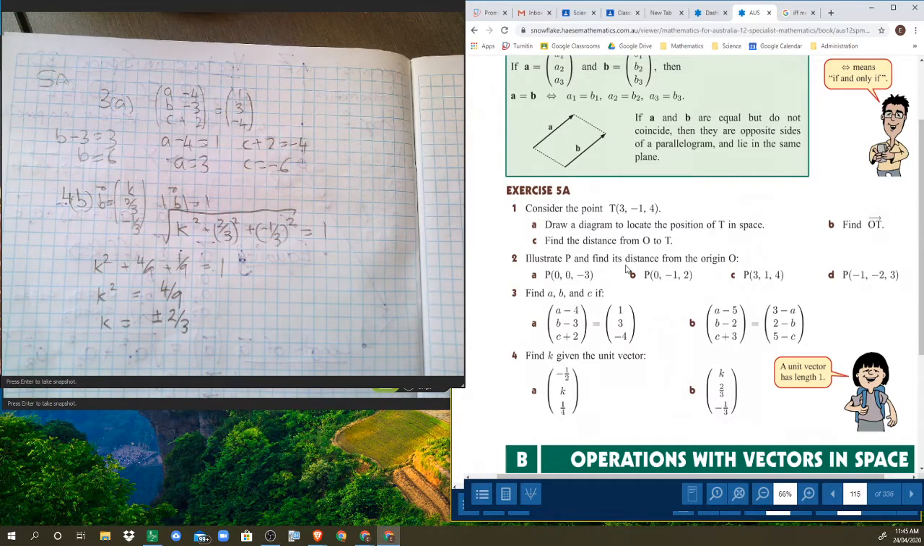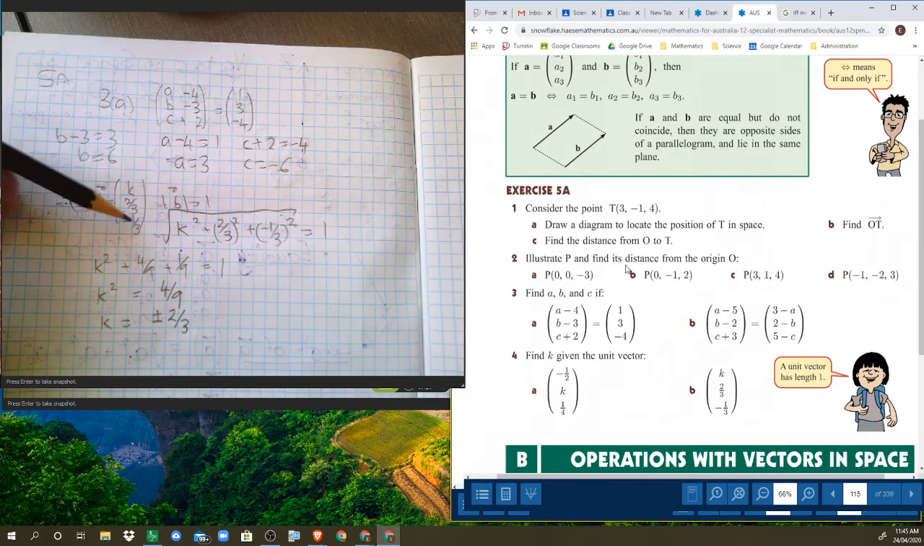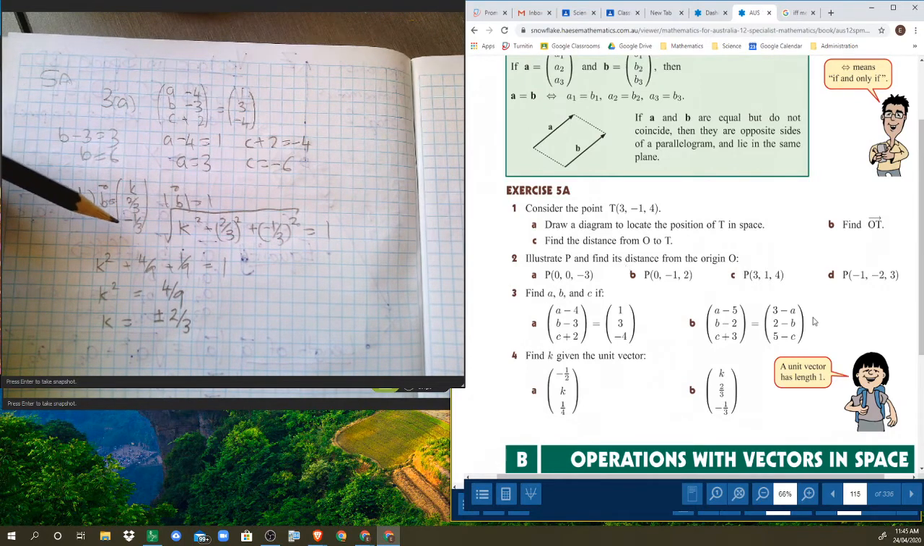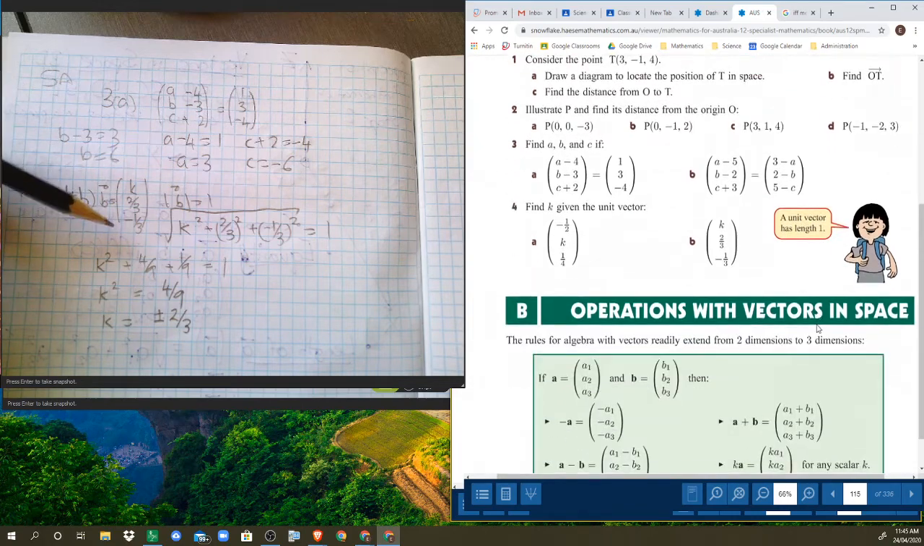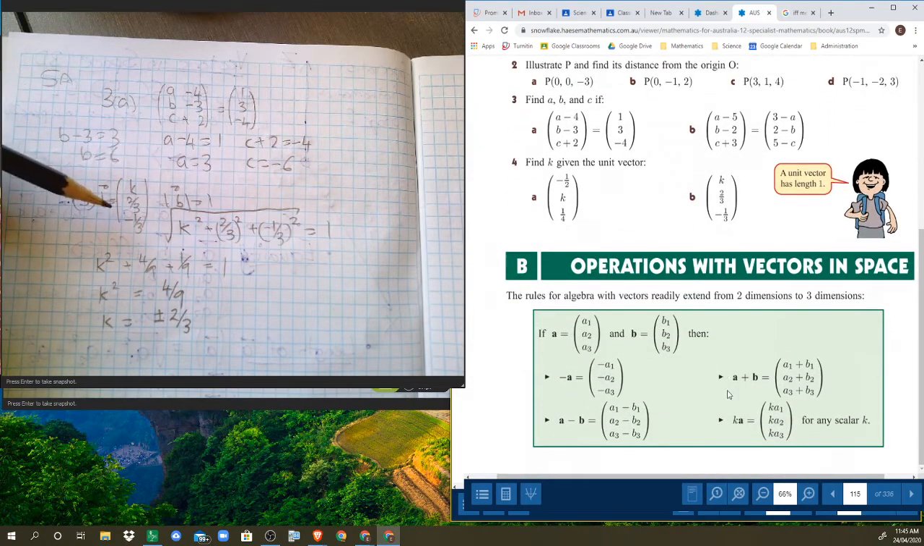So there are two potentials to get a unit vector out of this. So k can be plus 2/3 or minus 2/3. Both are acceptable. Okay, so that was 5a. Easy peasy. Operations. So again, this is just an extension from the two-dimensional stuff.